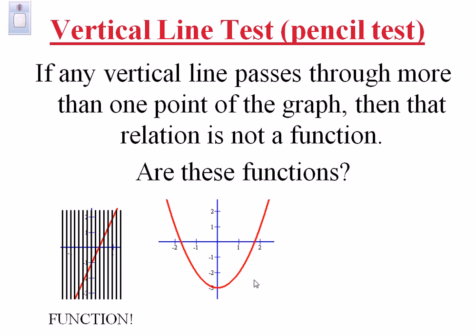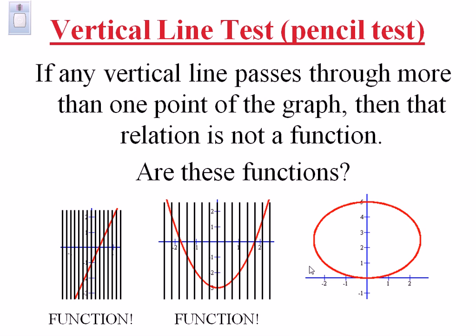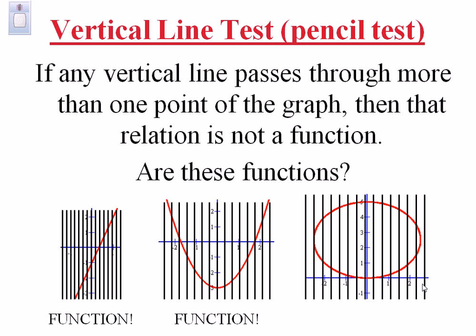Okay, there are the vertical lines. Do any of them pass through more than one point? No. Is it a function? Yes, it is. This is the conic, a circle. Is it a function? No. Because if I give you this input here at 0, do you see there are two outputs? (0, 0) and (0, 6).